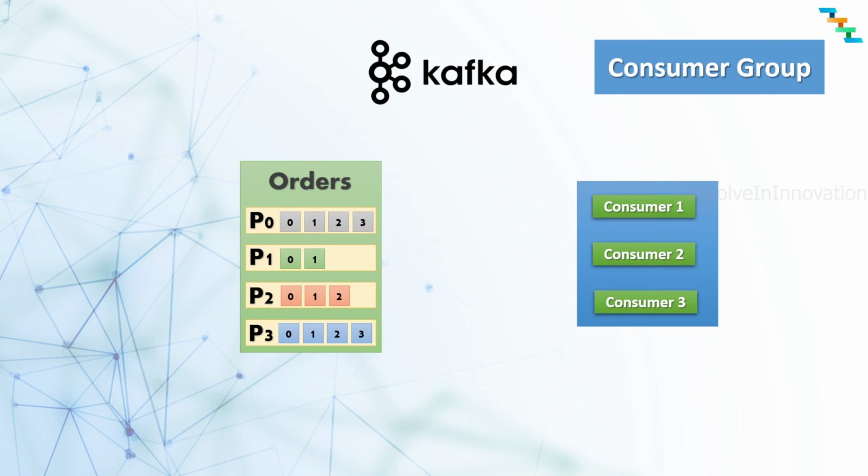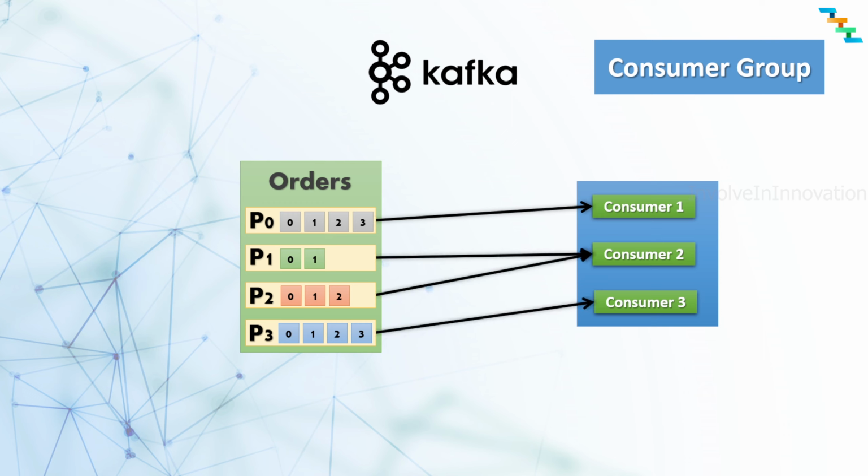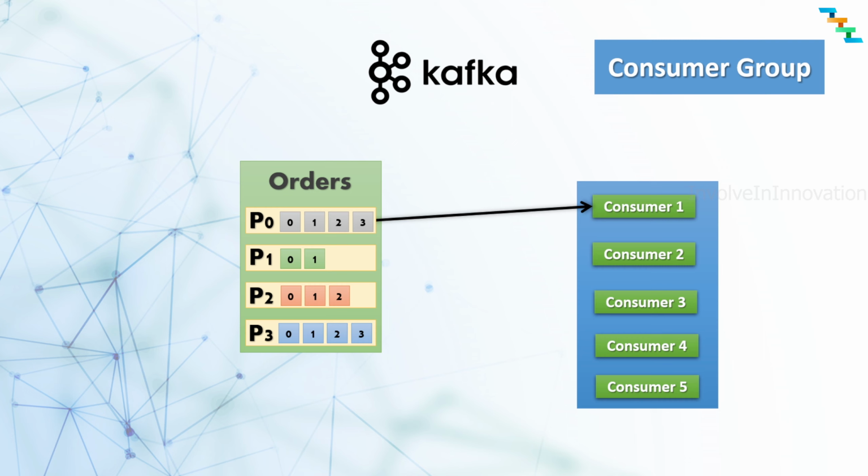Consumers can be organized into consumer groups to work together on consuming data from topics. Each consumer group can have multiple consumers, and each partition in a topic can be consumed by only one consumer within the group. This enables parallel processing of data. For example, here consumer 1 can read from partition 0, consumer 2 can read from partitions 1 and 2, and consumer 3 can read from partition 3. But an important thing to note here is that two consumers from the same consumer group cannot read from a single partition. If there are more consumers than partitions, then the excess consumers will be in an inactive state.